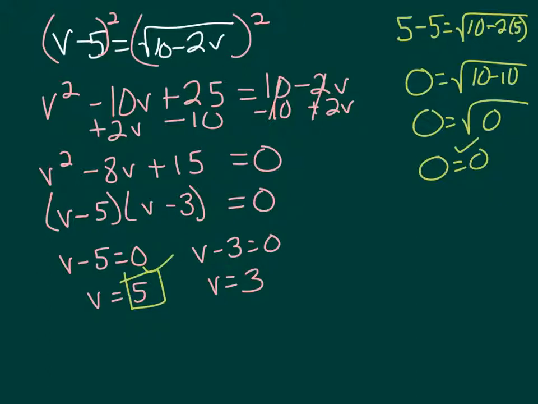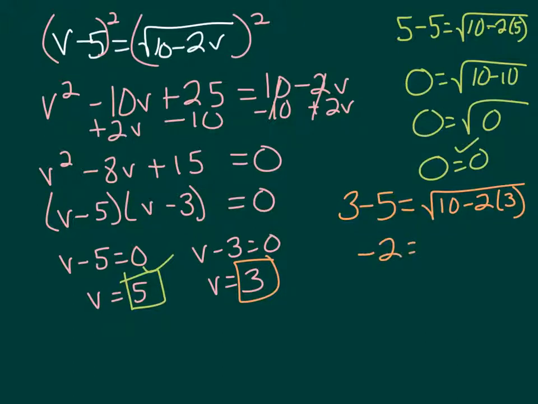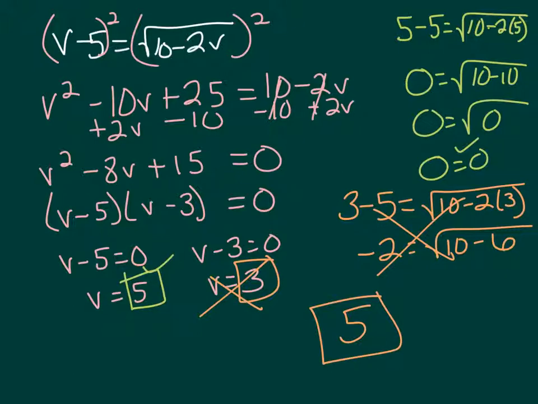Now we're going to try the 3. So 3 minus 5 equals the square root of 10 minus 2 times 3. 3 minus 5 is negative 2. And it really doesn't matter what else is going on over here, because you have that negative, this doesn't work. You cross that off. So our only answer is 5.